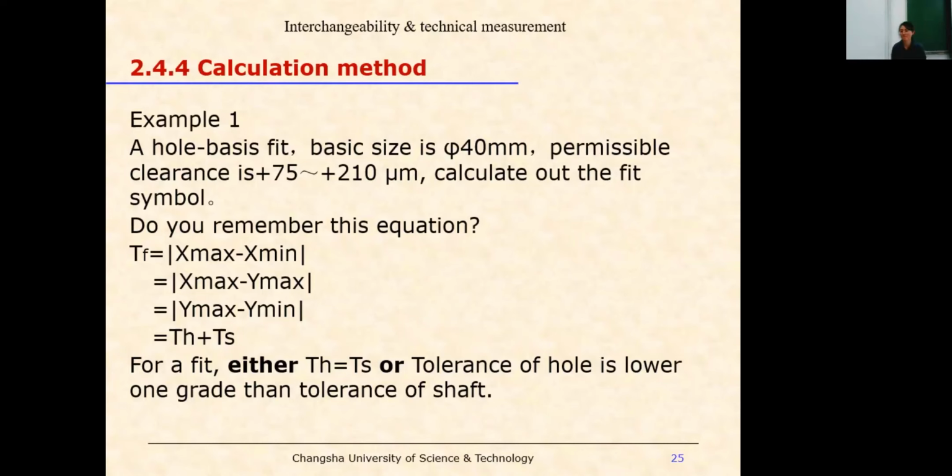Well, actually, I can choose any fit I want, right? You can choose anything if you have a reason. It's fine. Clearance, yes. Clearance is maximum clearance and minimum clearance.